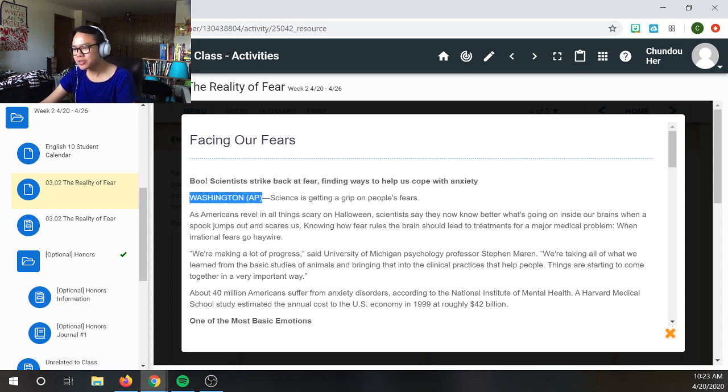So the fact that this is from the Associated Press of Washington, and also they're talking about science, those are things that make me think that this is a nonfiction article right away.